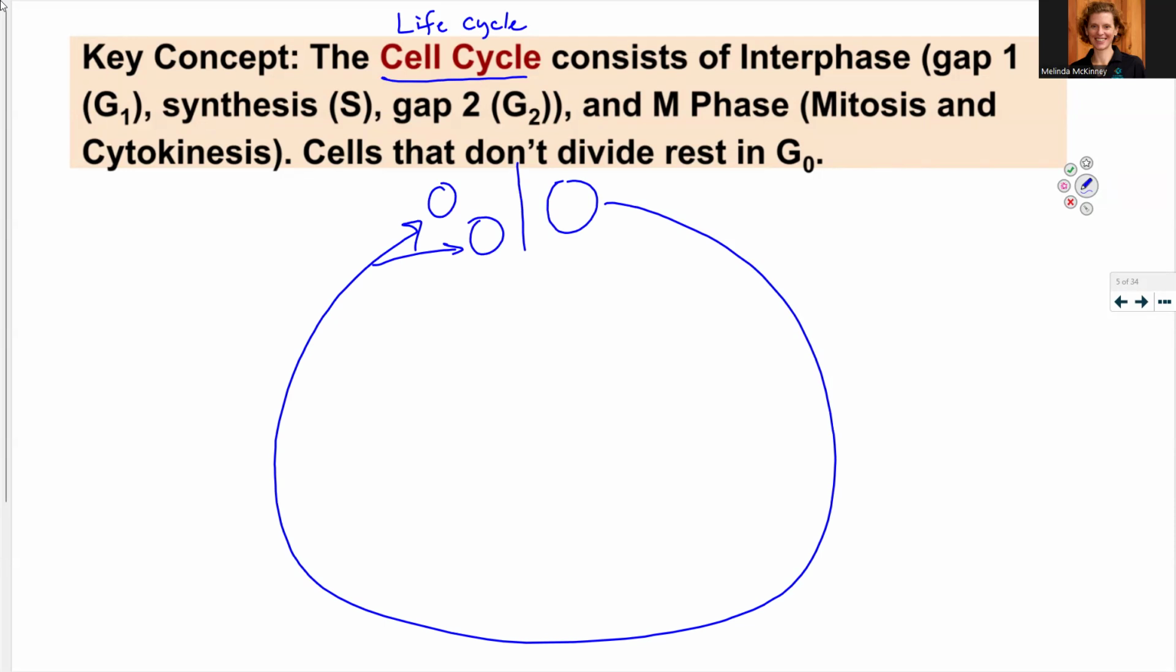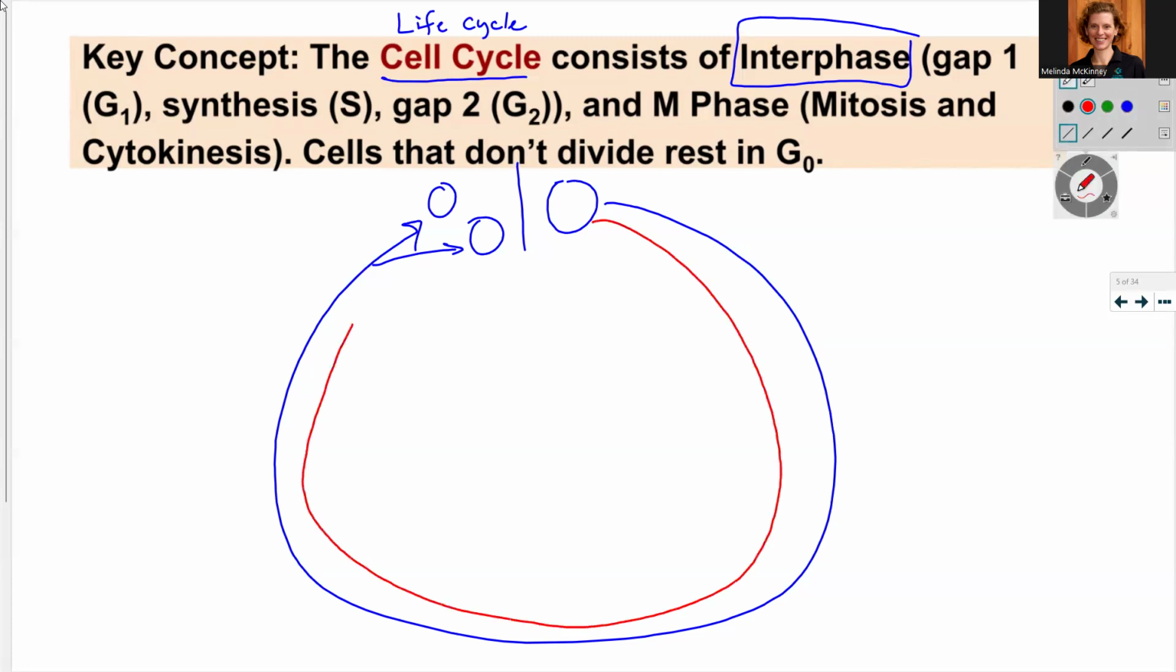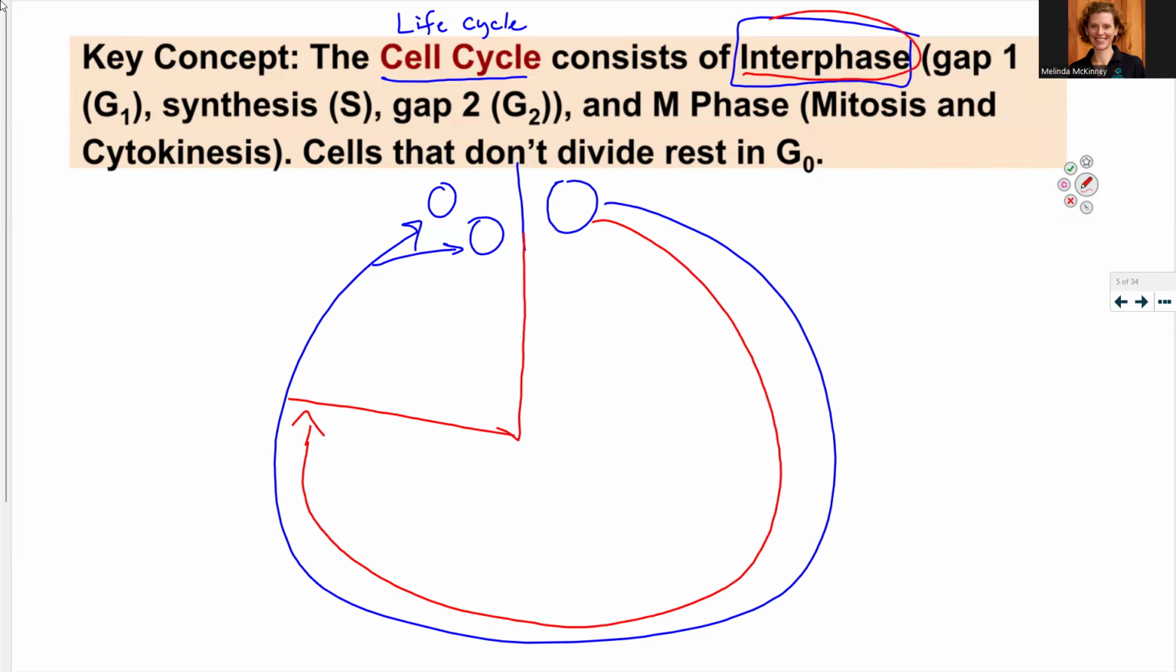Most of the cycle is going to be interphase. Interphase is the vast majority of the time for most cells. So over here we've got interphase, this long, big phase. Interphase is broken up into gap 1, which we call G1, synthesis, and gap 2, which is G2. So I'm going to divide interphase into G1, S for synthesis, and G2.